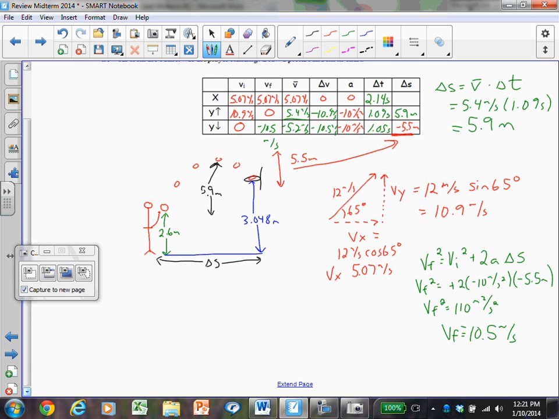And then this delta S is V bar times delta T, or 5.07 meters per second times 2.14 seconds, or 10.8 meters. That's how far from the basket the player is. Did you get that?